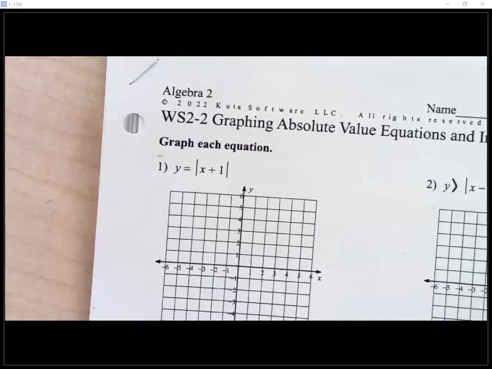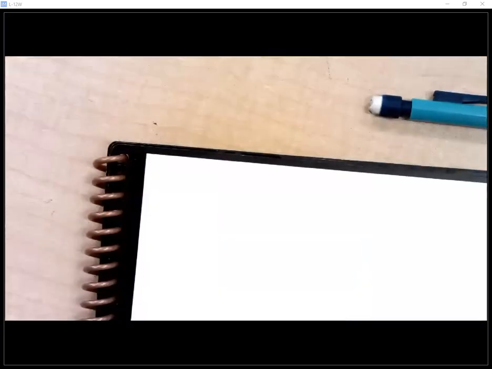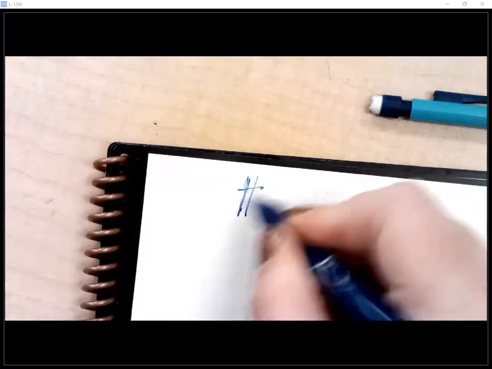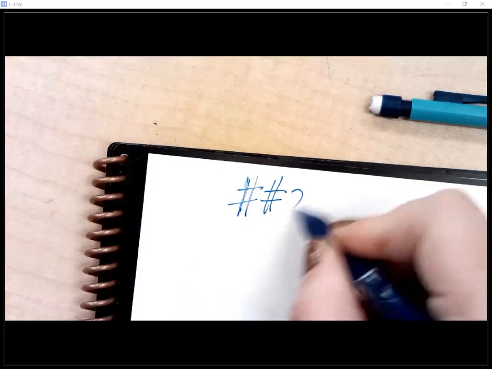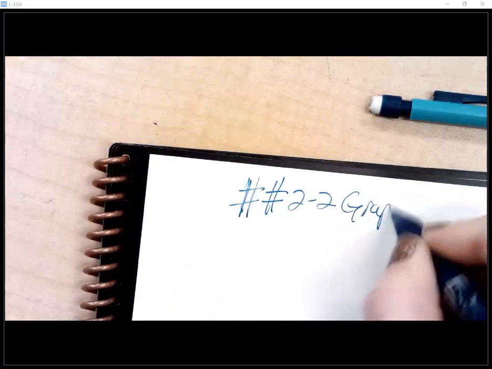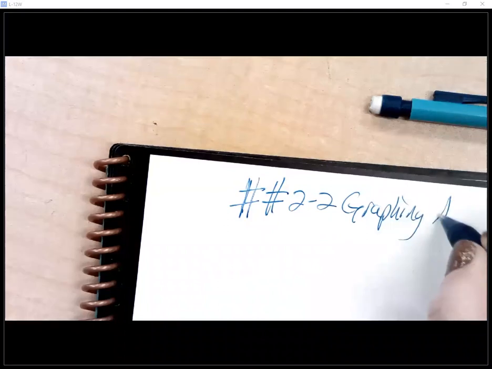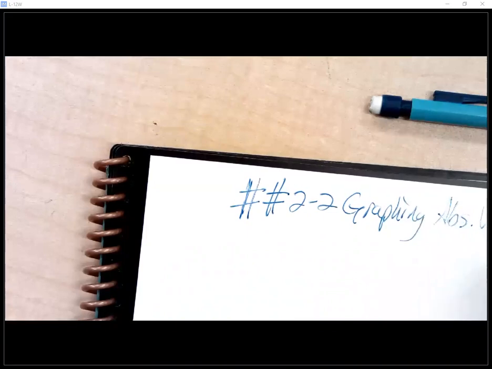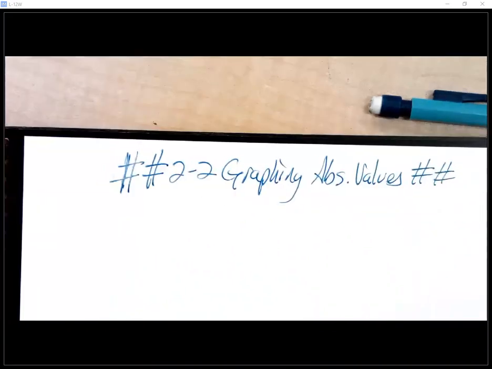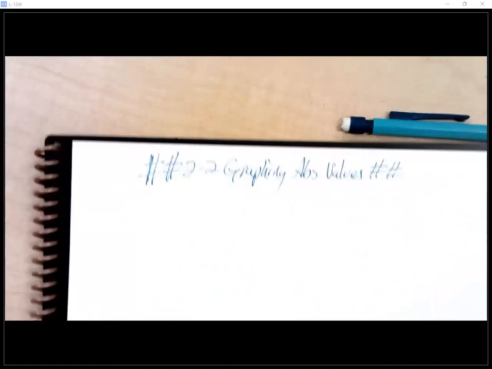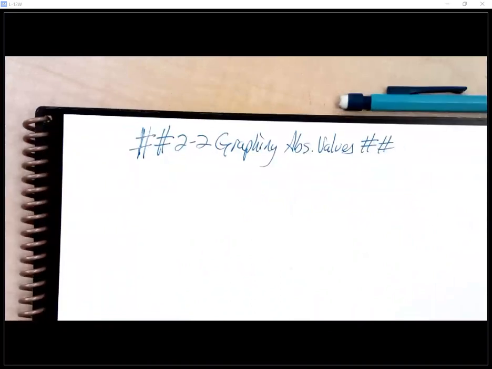All right, so graphing absolute values. I'm calling this 2-2. Okay, so we're going to start with graphing absolute value equations, and then we'll talk about inequalities afterwards. They're actually super easy, but let's get the basics of the equations down first.